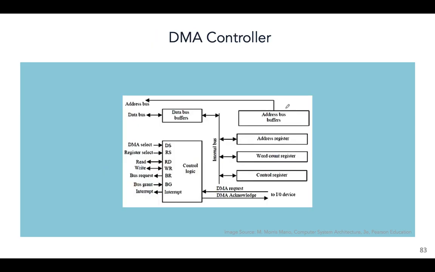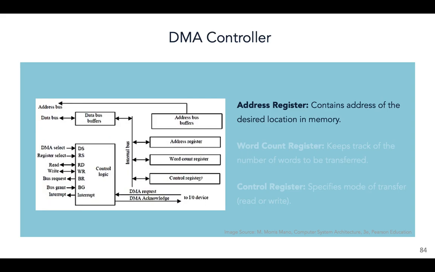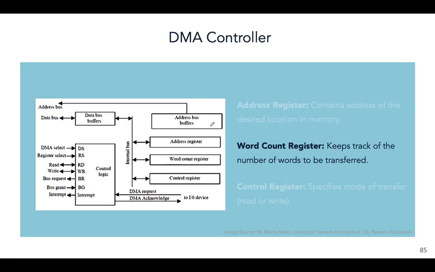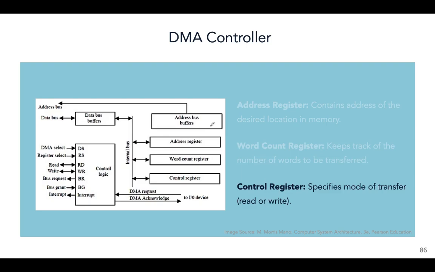Alright, now this is what a DMA controller looks like, and we are going to talk about all of these components individually. Let's first start from this side. We have three main registers here: address register, word count register, and control register. The address register contains addresses of the desired location in memory. So whichever memory location this device needs to access, that address is placed in the address register. Then there's the word count register. It keeps track of the number of words to be transferred. The control register specifies the mode of transfer, whether this data needs to be written or read.